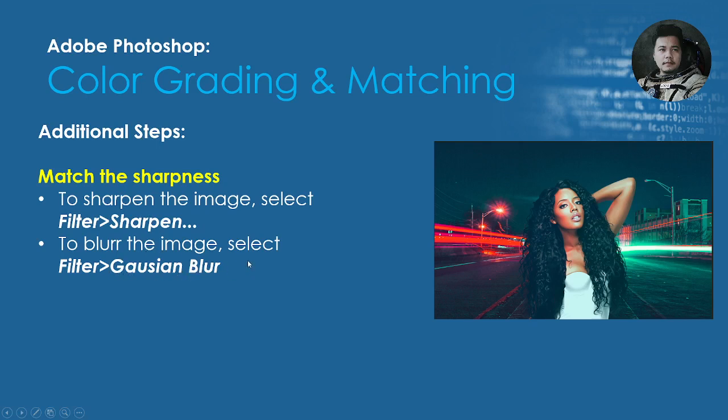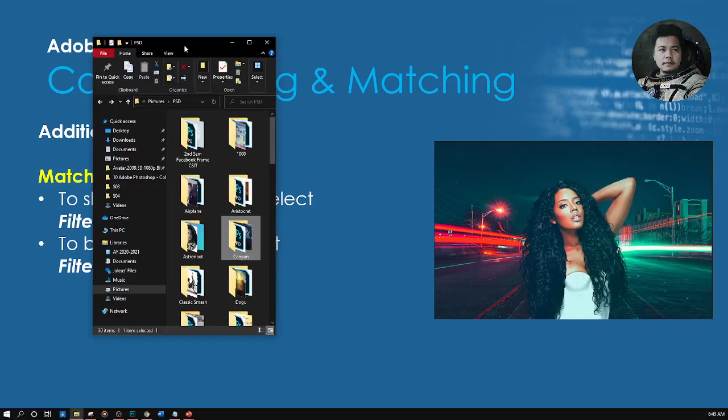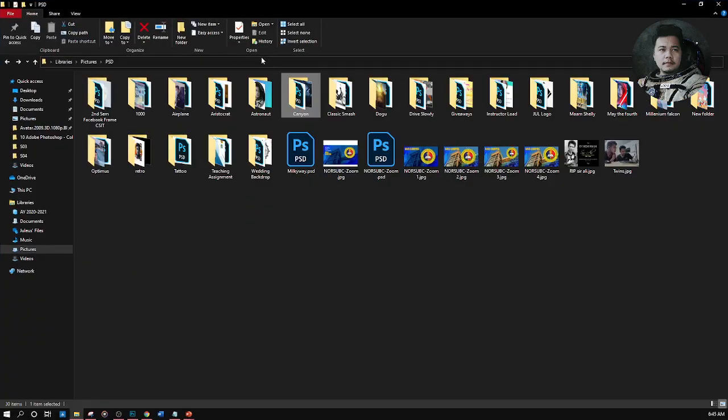Okay? So this will only depend on whether your background is moving. If the background is moving, then sometimes you have to make sure that your subject will also give the illusion that it's also moving as well. Okay, or something like that. So allow me to show you a composition that I did that talks about the sharpening and blurring of the background or the subject.